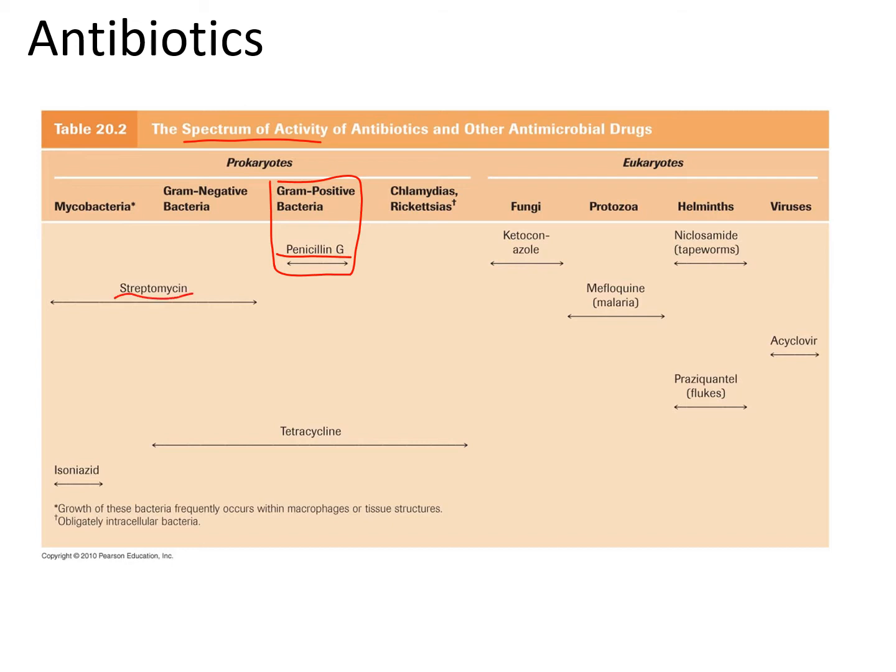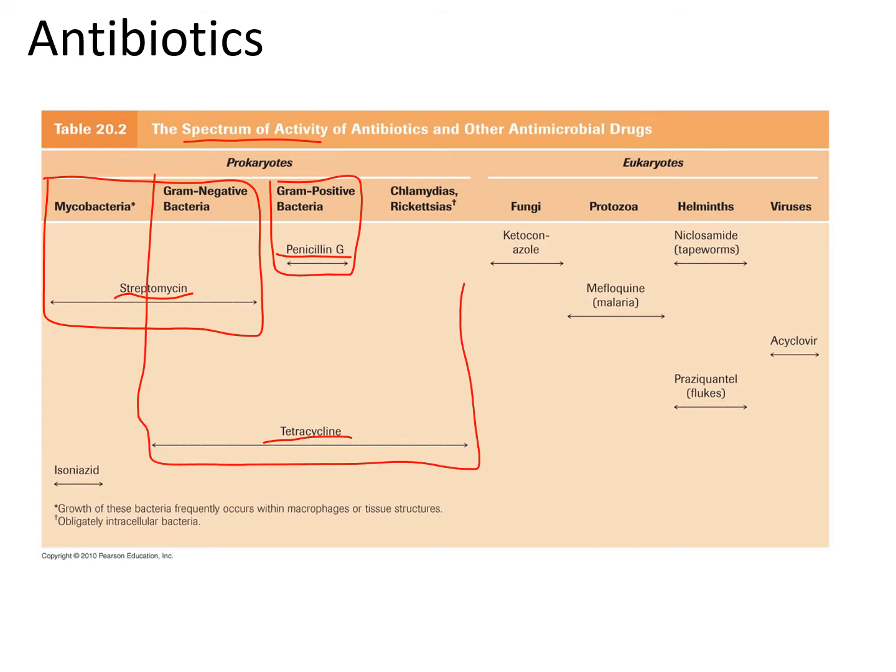Streptomycin is considered a broad spectrum antibiotic because it can affect more than one group of bacteria. In this case, it can affect the mycobacteria and the gram-negative bacteria. Tetracycline is a very broad spectrum antibiotic because it can affect the gram-negative bacteria, the gram-positive bacteria, and also the chlamydias. So broad spectrum and narrow spectrum relate to the types of bacteria that are targeted by the antibiotic.